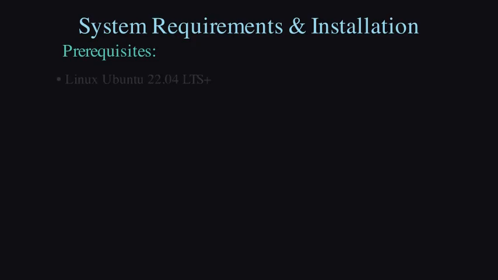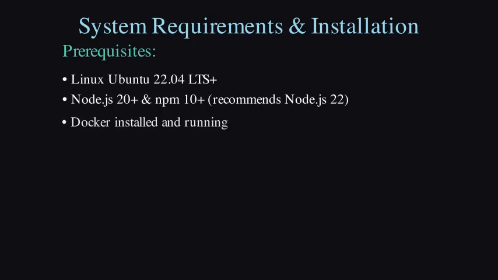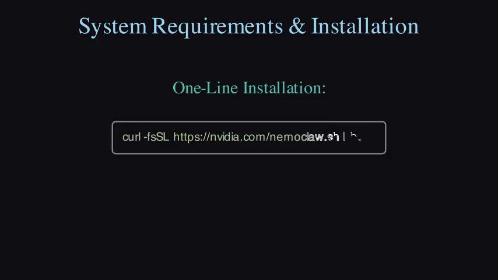To run NemoClaw, you need specific software requirements. The system requires Linux Ubuntu 22.04 LTS or later releases, Node.js version 20 or higher, with NPM 10 or higher, though the installer specifically recommends Node.js version 22. Docker must be installed and running, and you need Nvidia OpenShell already installed.